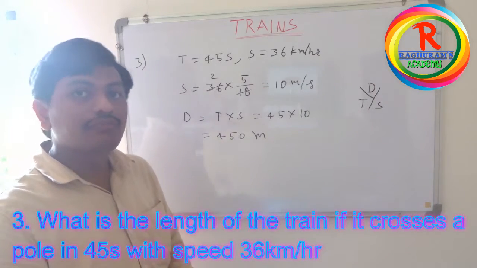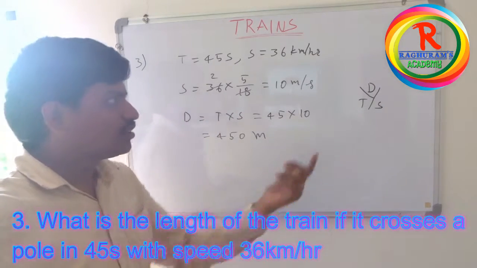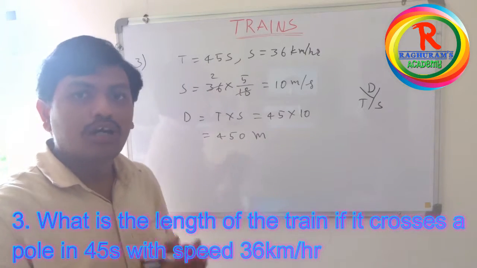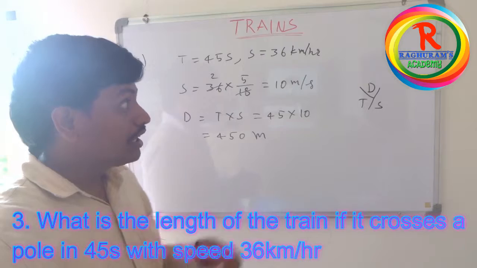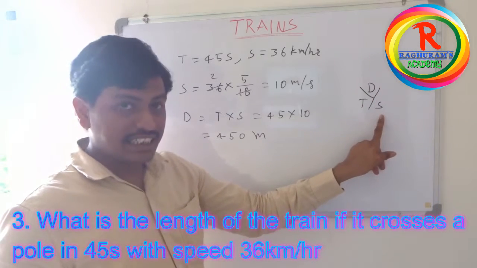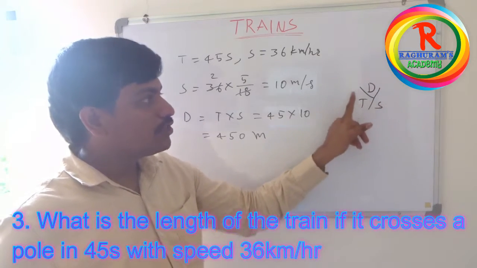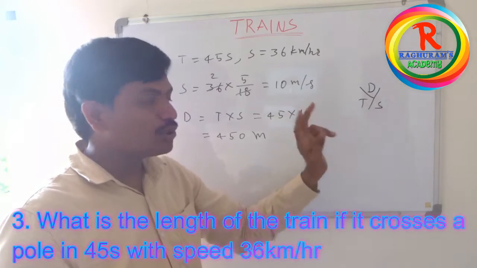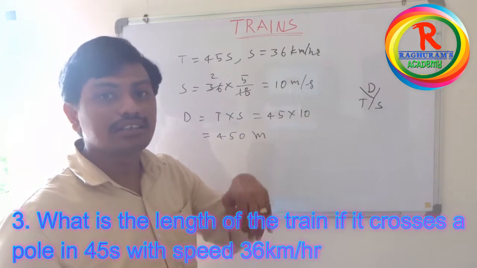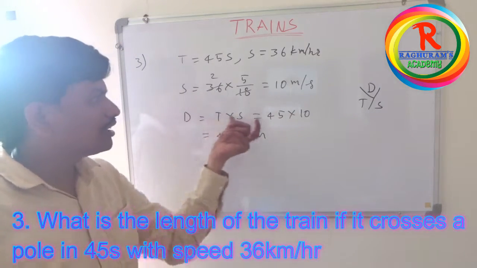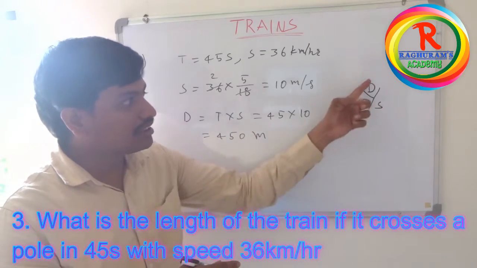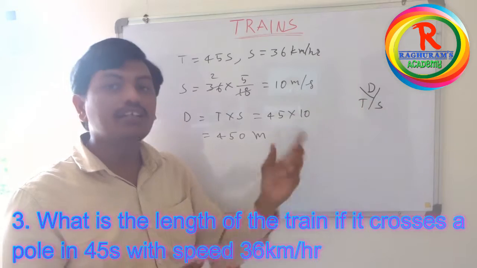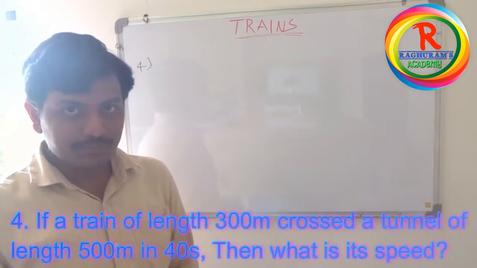In this first type of problems, you get it like this: crossing a pole or a man or any other object or car also. And the DST triangle. In this, out of the 3 terms, they give you 2 of them. We need to find the other. You just have to learn this formula. So distance is equal to speed into time, or time is equal to distance by speed, or speed is equal to distance by time.